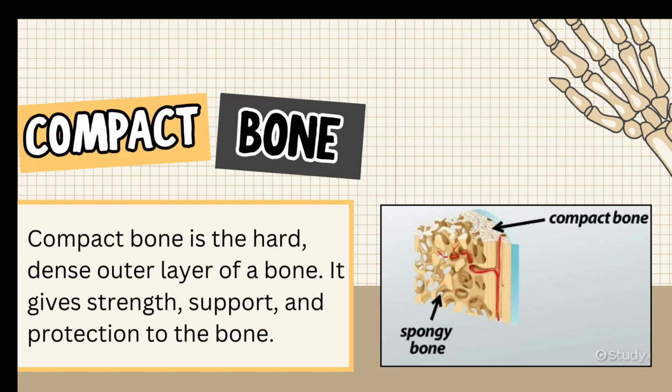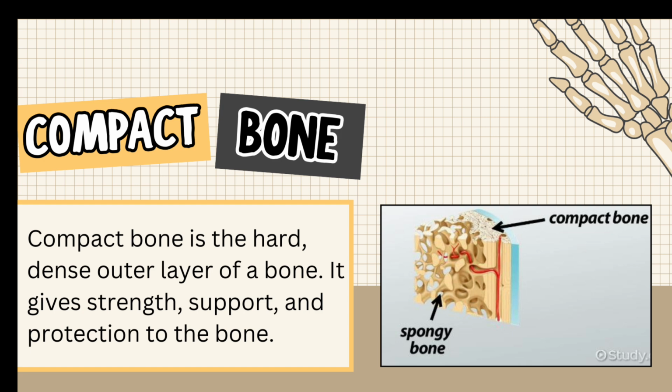First, we have the compact bone. Compact bone is the hard, dense outer layer of a bone. It gives strength, support, and protection to the bone. Its structure is made of units called osteons or haversian systems.